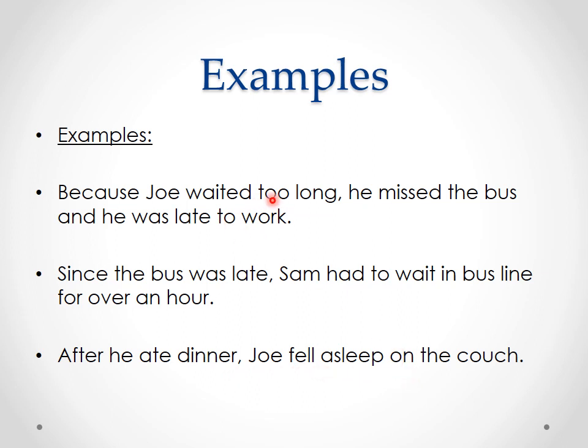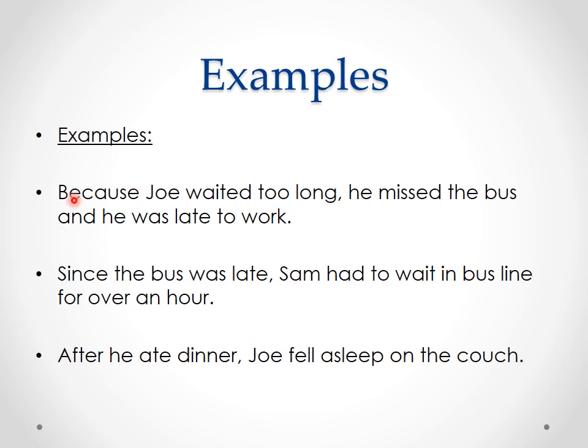In this first sentence, which one is the subordinating conjunction? Yes, it's "because." Now which one is the independent clause? "He missed the bus and he was late to work." This is the independent clause. Even if it is used alone, it gives us some meaning. It can stand alone, so it is an independent clause.